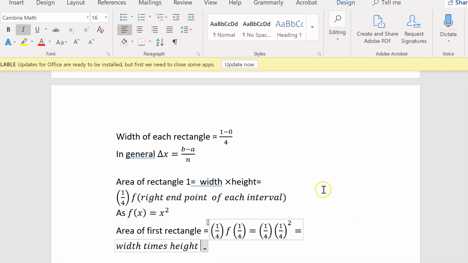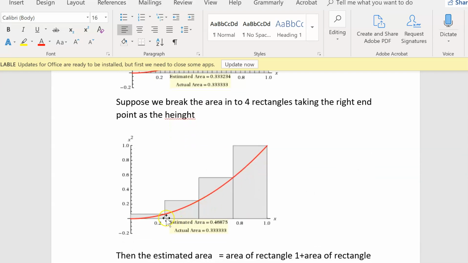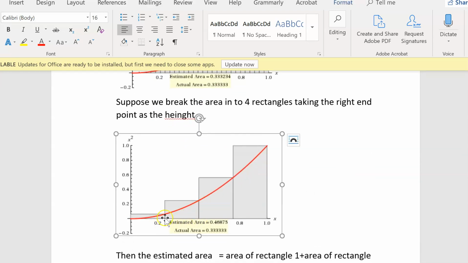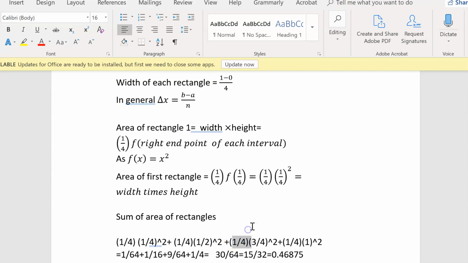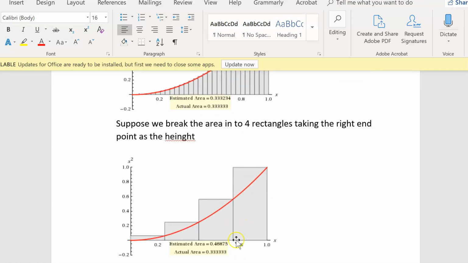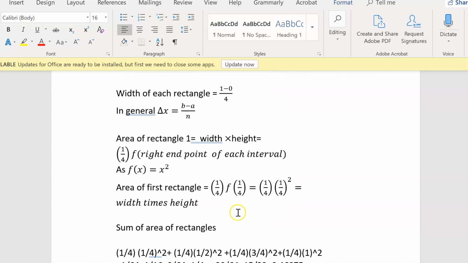And you do it for all the rectangles. So here is the first rectangle. If you go to the second rectangle, the width is still the same, but now the y value is calculated not here, but we have to go to here, and that will be 1/4 plus 1/4, which is 1/2. So we need to find the y value at 1/2, which is 1/2 squared, and that's how you get the 1/2 squared here. Likewise, the third one will be 1/4 times, we go up here, and this will be 3/4, so 3/4 squared.